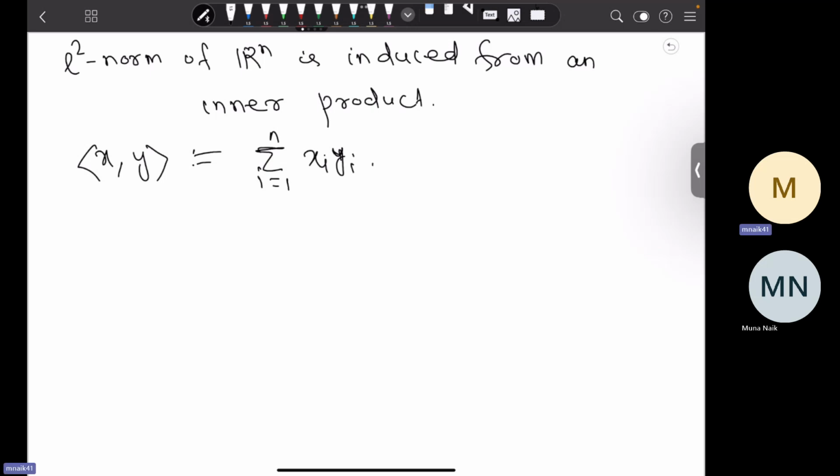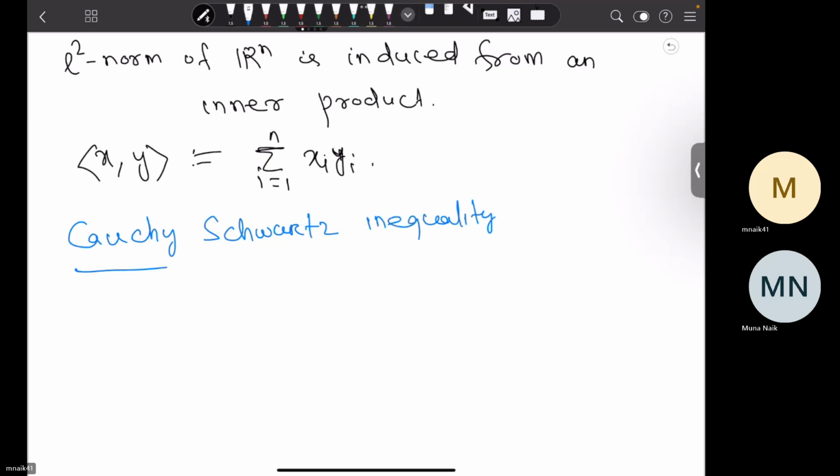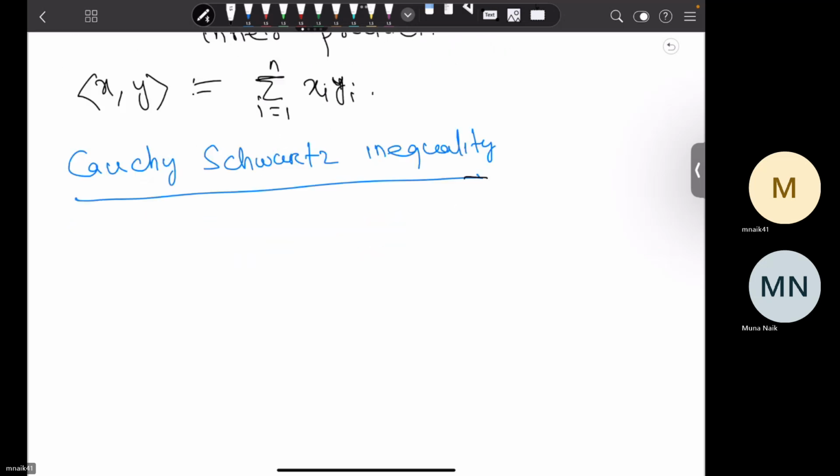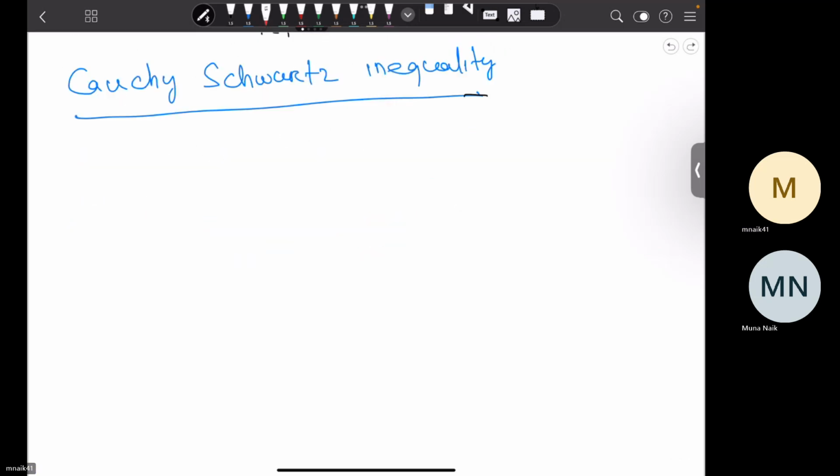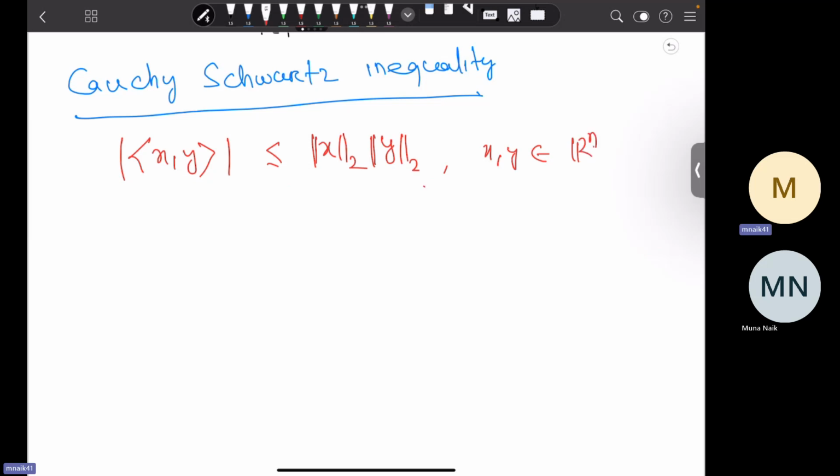So you know this Cauchy-Schwarz inequality, right? On R^n you have this Cauchy-Schwarz inequality, which says that the inner product of x and y is less than or equal to norm x in l2 times norm y in l2, for all x, y belongs to R^n. You can take this as an exercise.